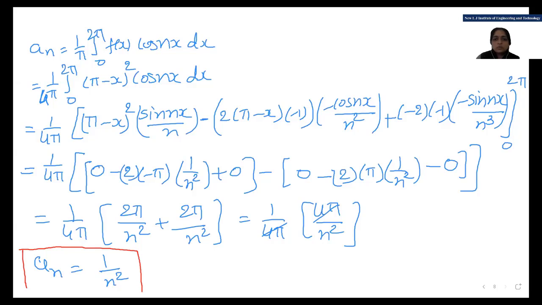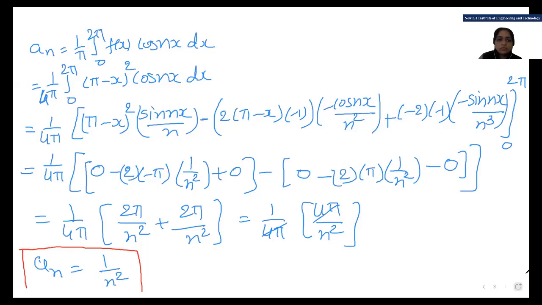Is there any doubt to any students till the value an? If you have any doubt, please write in the chat box, or you can raise your hand too. Okay, no one has any doubt.